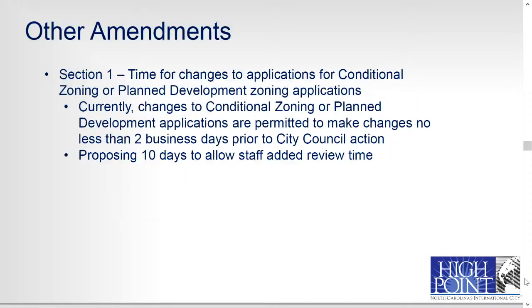Okay, we'll keep moving. So there's two other small amendments I want to highlight. One is in that draft ordinance, there is section 1. When an application for a zoning amendment, whether it's a plan development or conditional zoning, comes to the council, an applicant, as it's written in the ordinance right now, has to have their final changes in 2 days before you make a decision. That's not a lot of time for staff to work back and forth if there's a big change in the condition. So staff is proposing to add some more time to that, to say 10 days.